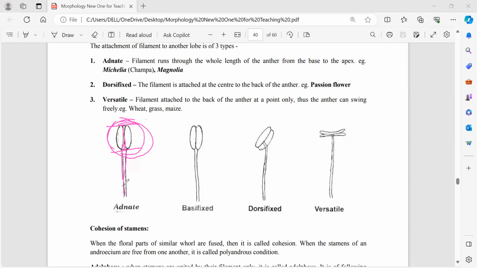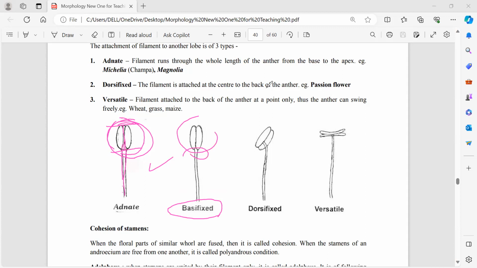Now we have adenate, did you understand? Yes, sir. Okay. We have now the second, the base fixed. Coming to base fixed, if we take its literal meaning, many of you will understand from the word itself, base fixed. Base fixed means when the filament is attached to the anther lobes at the base. It is fixed to the anther at the base.